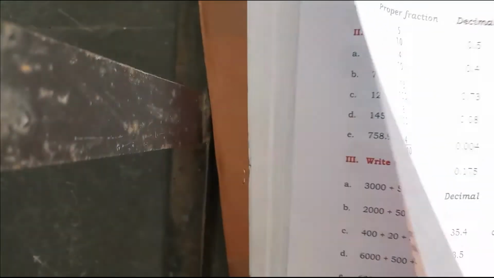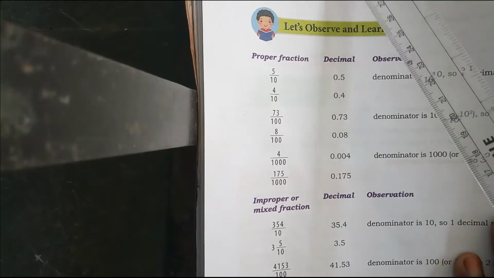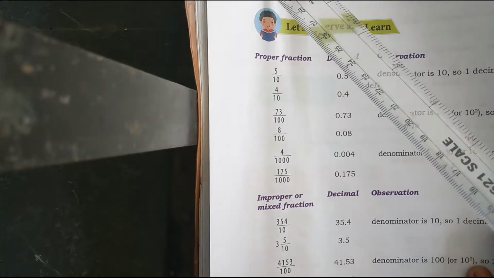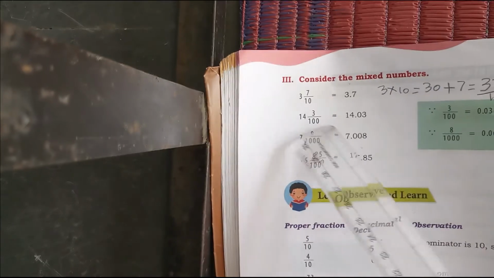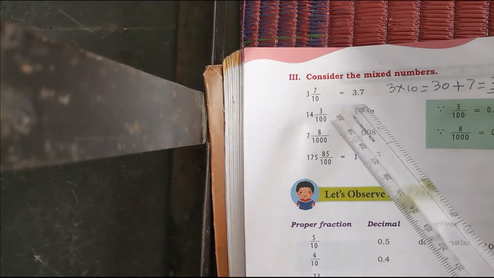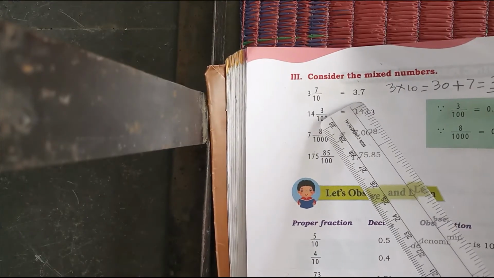Now move to the next page. Now consider the mixed numbers. Here they have given 3 7 by 10. That is equal to 3.7. How did we get this 3.7?